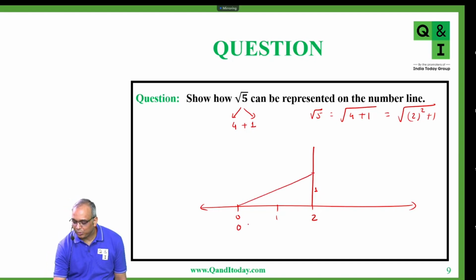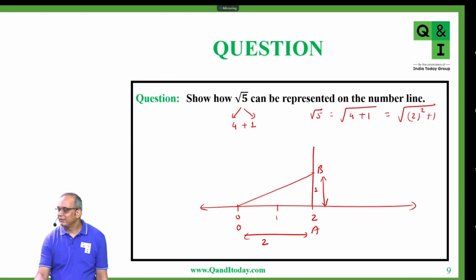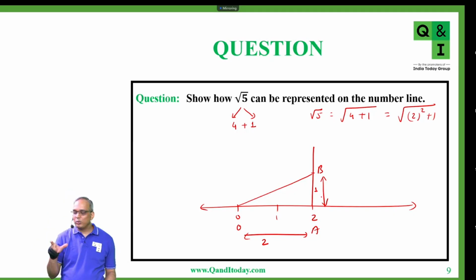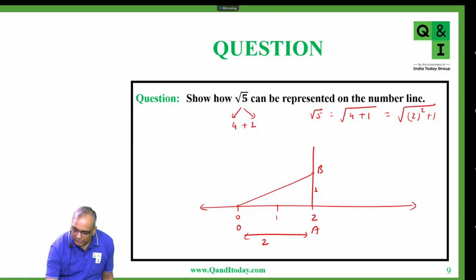Now this is point O, this is point A, this is point B. So OA is equal to 2 units and this is 1 unit. Clear? Not 4 base. You will have to take 2 as base because 2 square is 4 and then 1 square is 1. 4 plus 1, 5. Okay. So this is your 1 unit.